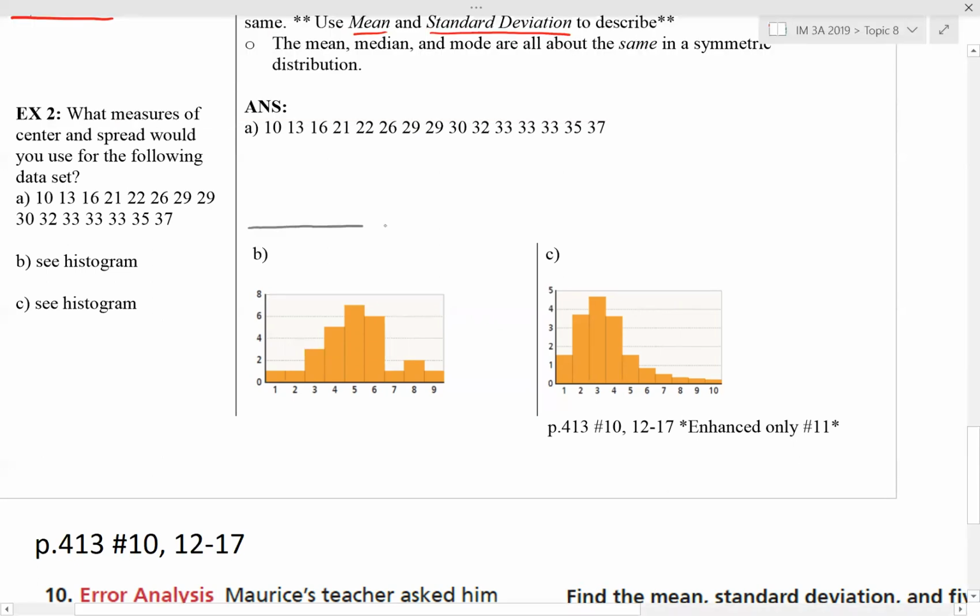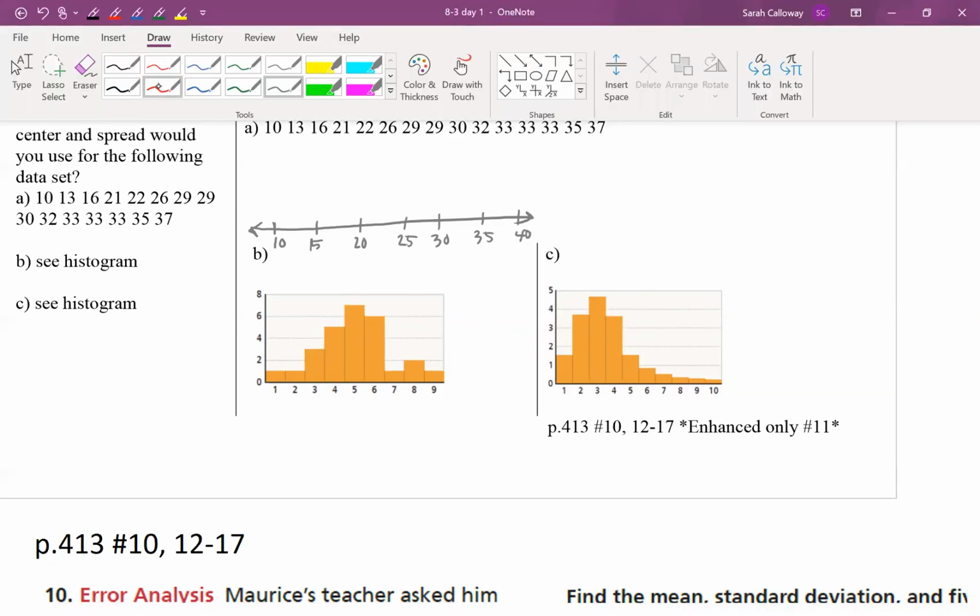And so I'm just going to kind of do this a little bit less nice than what they did. I'm going to kind of do a mix of a dot plot and a histogram. So I know my smallest number is 10, and I have to go to 37, so about 40. So I'm going to go by 5. So if I do 10 up till 15, and then 15 to 20, 25, 30, 35, 40. So what I'm going to do is make a dot plot so that I can identify how many data values are in each of these bins.